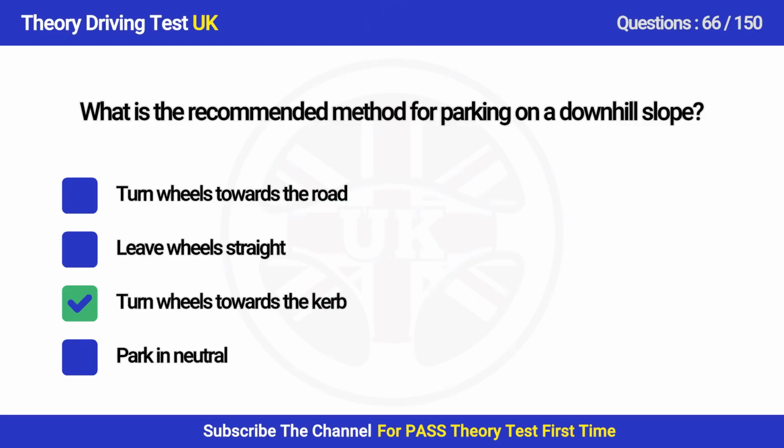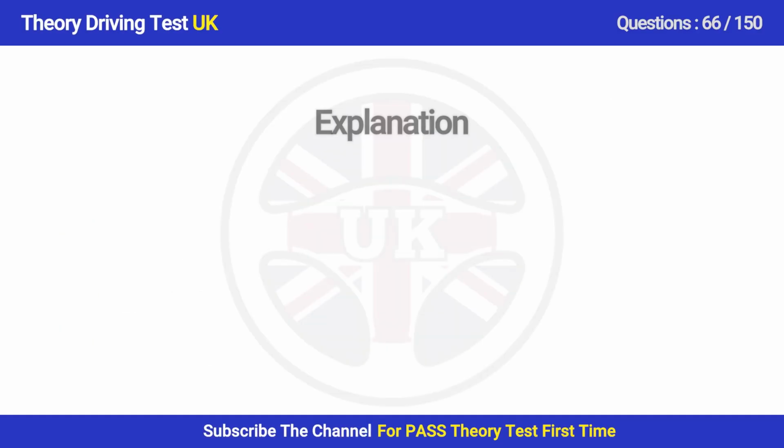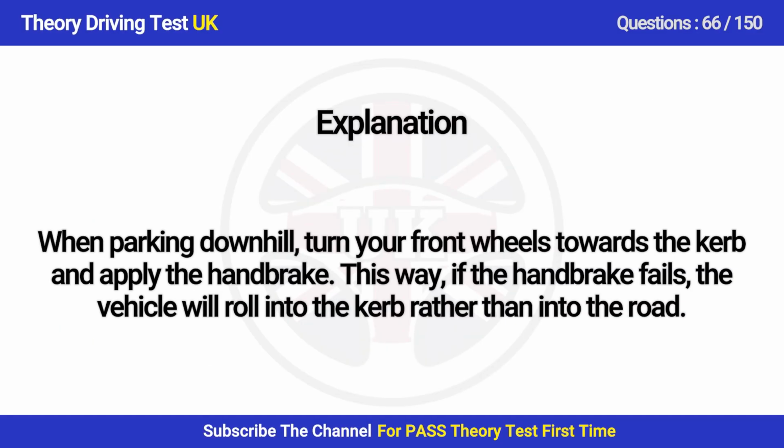Answer is C. Turn wheels towards the curb. When parking downhill, turn your front wheels towards the curb and apply the handbrake. This way, if the handbrake fails, the vehicle will roll into the curb rather than into the road.